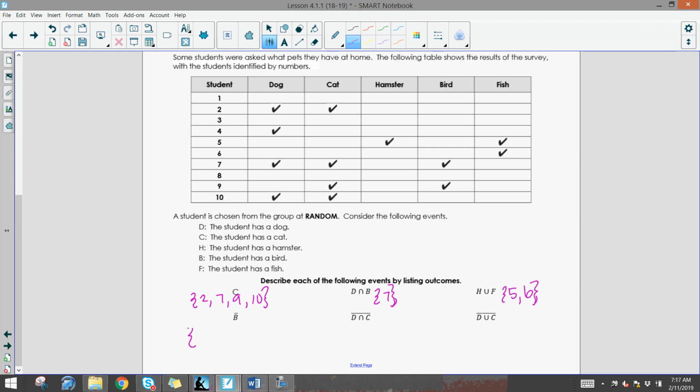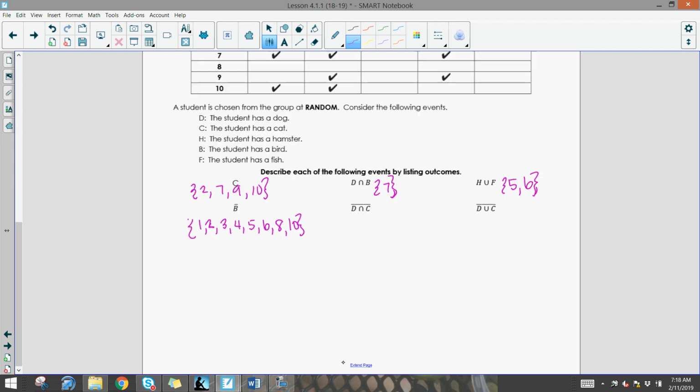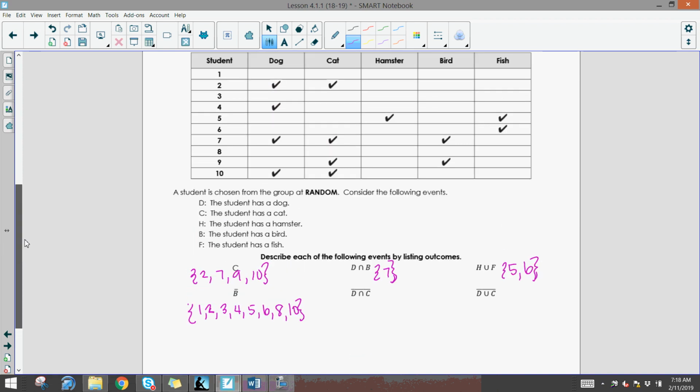Okay, so the students that do have birds are 7 and 9, so it's everybody else. So 1, 2, 3, 4, 5, 6, 7 does, so 8, 9 does, and then 10. Okay. All right, the next one is D and C, but not that.